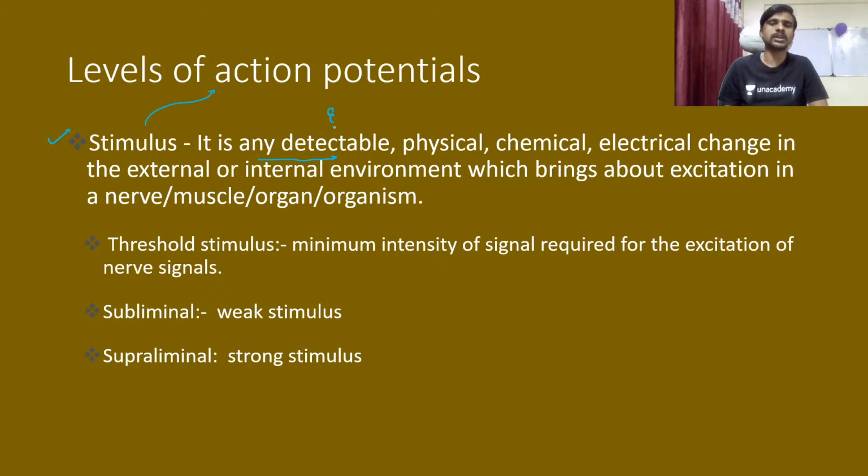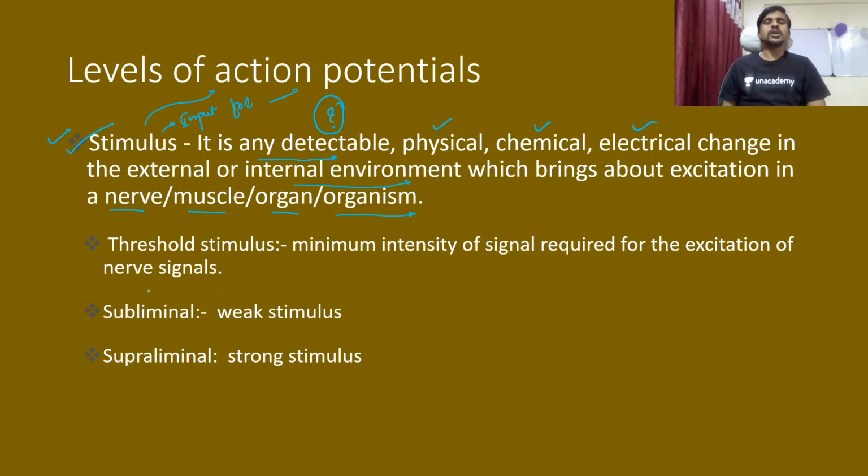Okay, so I am talking about what is meant by detectable. So any detectable physical, chemical, electrical change in the external or the internal environment which brings about the excitation in a nerve, muscle, organ or the complete organism is called the stimulus. So stimulus is any signal which is responsible for the raising of action potential. Okay, it is nothing but the input for the action potential.